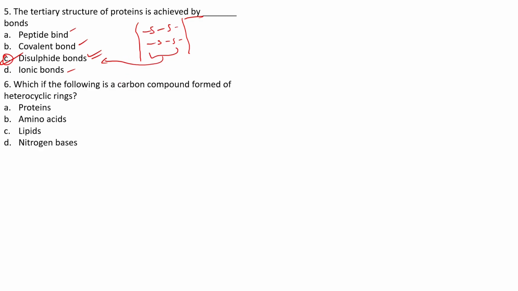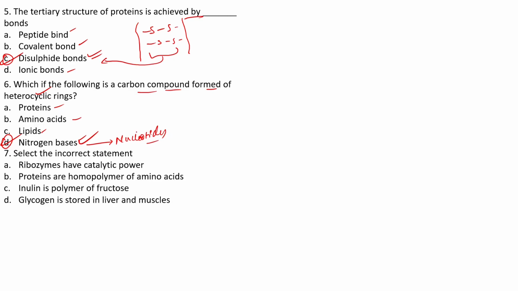The next one, which of the following is a carbon compound formed of heterocyclic rings? Okay, it is proteins, amino acid, lipids, and nitrogenous bases. We know the heterocyclic compounds are the nitrogenous bases, which are found in the nucleotides, right? Yes, that is mainly our DNA or RNA.